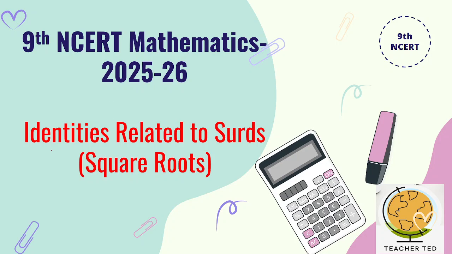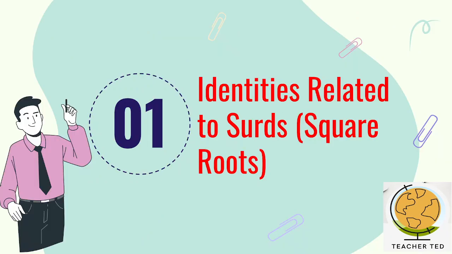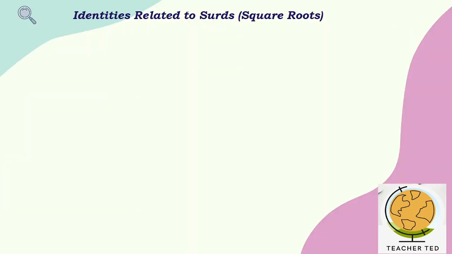Today I'm going to discuss identities related to surds or square roots. We have listed identities which are very important related to the square roots. I'll list them one by one. The first identity, which is very important, is root AB is equal to root A into root B. It's very simple to analyze and understand. If you split this root AB, it comes as root A into root B.